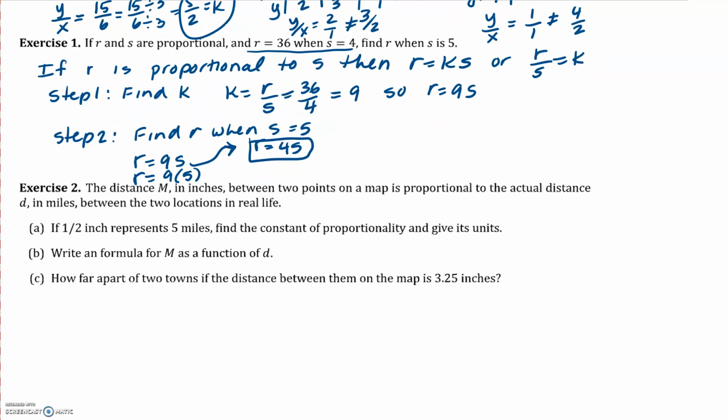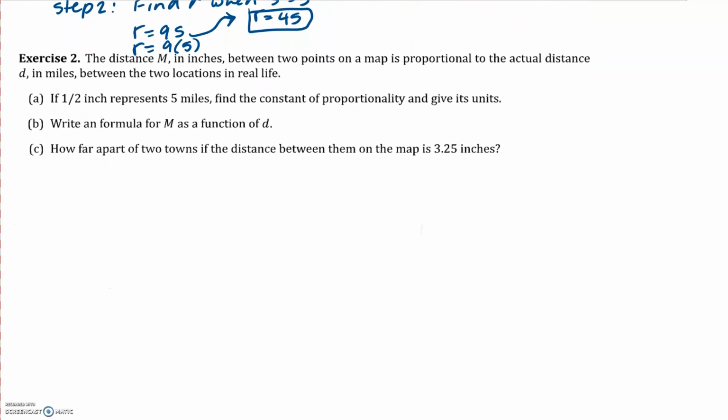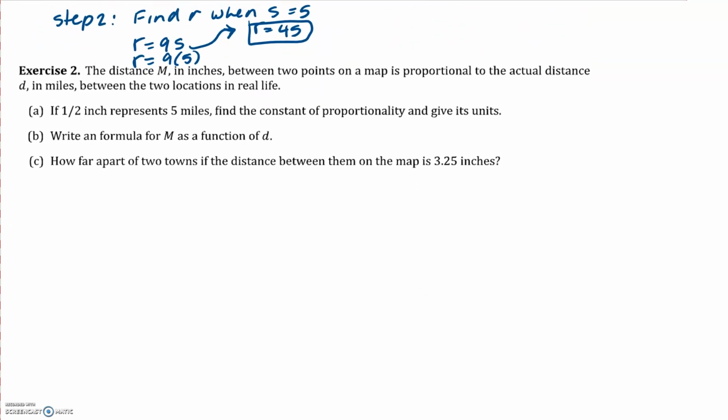Okay, you can try this one. Again, pause it. Last one. See if you can do the same thing. And when you're ready, come back for the solution.